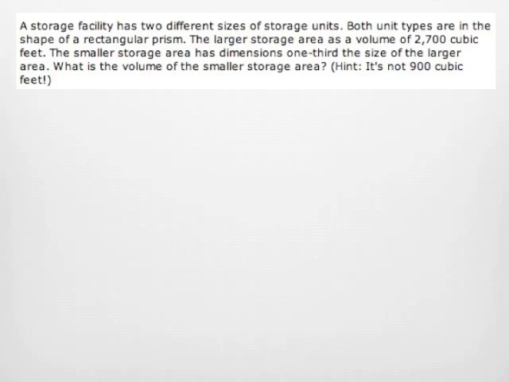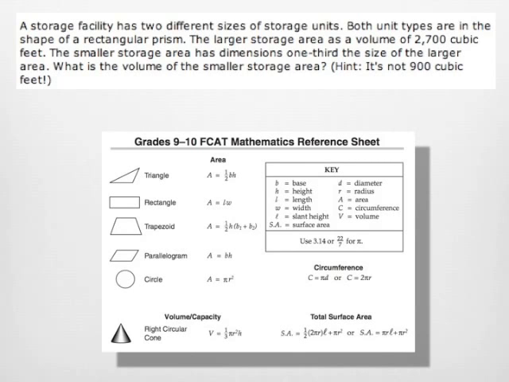A storage facility has two different sizes of storage units. Both unit types are in the shape of a rectangular prism. The larger storage area has a volume of 2,700 cubic feet. The smaller storage area has dimensions 1/3 the size of the larger area. What is the volume of the smaller storage area?